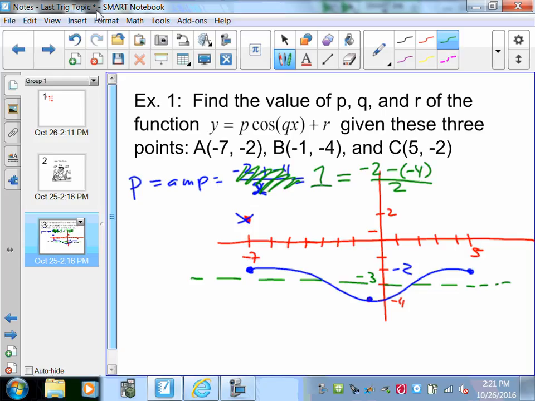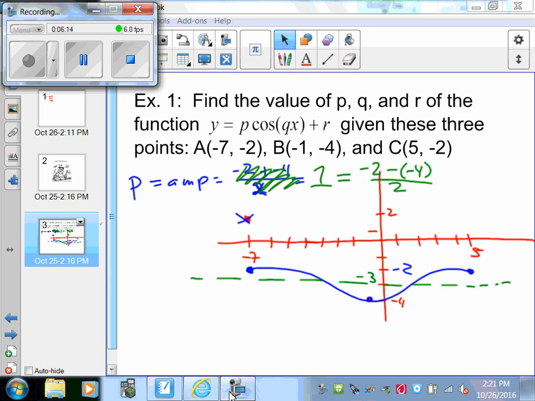Okay? All right. Let's go with Q. What does Q stand for? Keyword: period. To find the period.